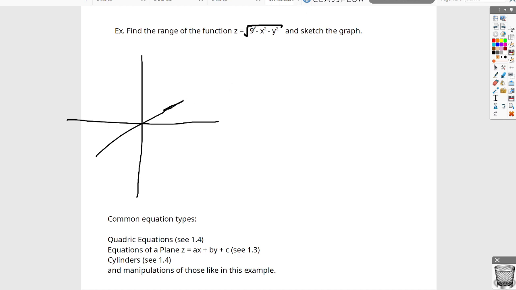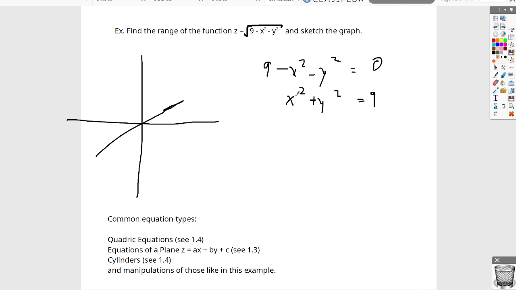So, what's the domain of this? Well, first of all, we need the thing in the square root to be more than 0. But if we set it equal to 0, then we can find out when it's more than 0, when it's less than 0, and so on. So if you solve it, you'll get x squared plus y squared is equal to 9. So what does this mean? x squared plus y squared equals 9 means that this is your kind of domain.